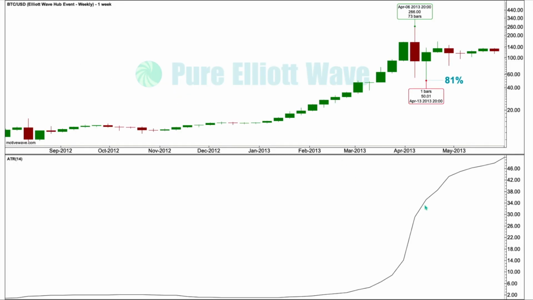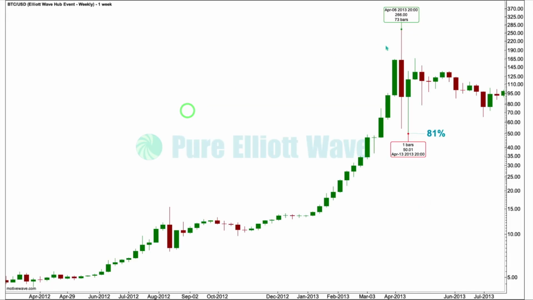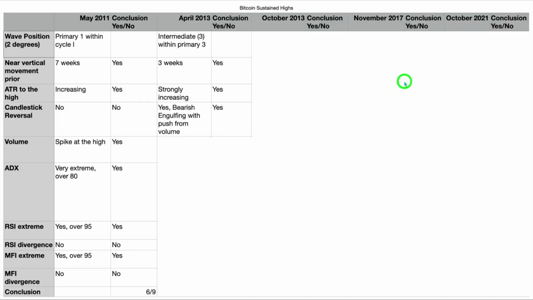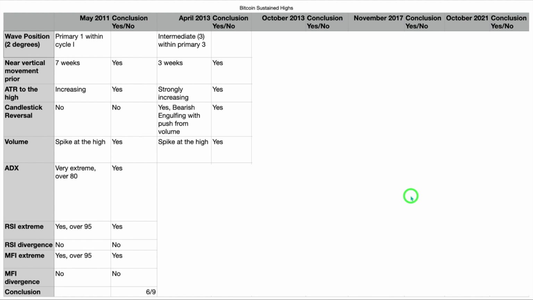Yes, it was increasing strongly up to the end. Yep. What about a candlestick reversal pattern? Yes, a strong bearish engulfing pattern, and it had push from volume. We see volume increasing with a spike at the high. The high was actually within this week, and we see a volume spike within this week. So again, another blow off top.